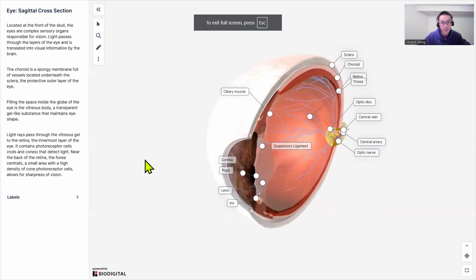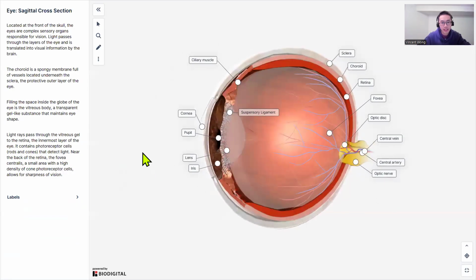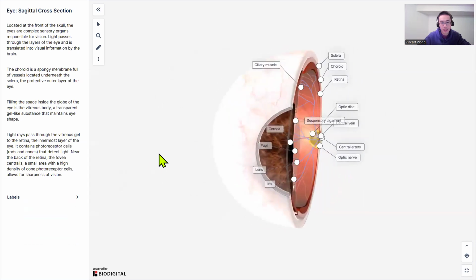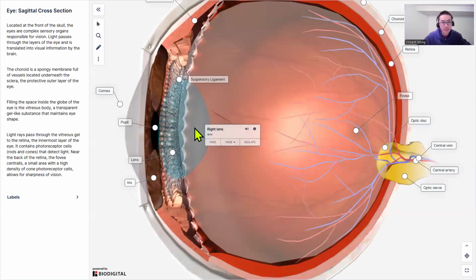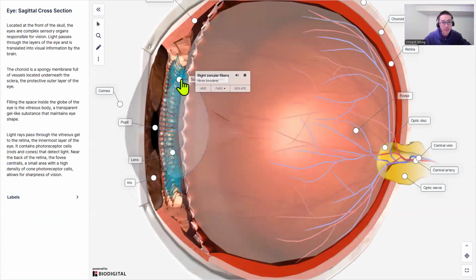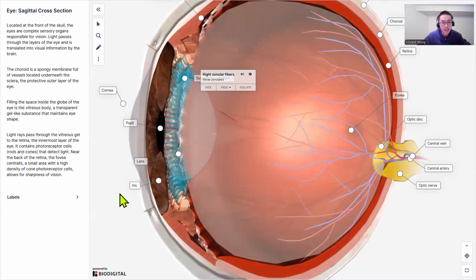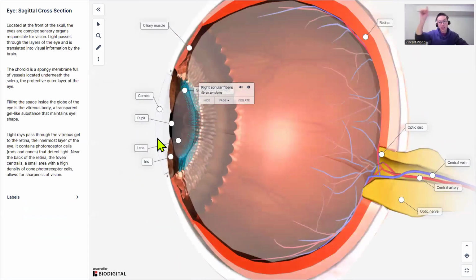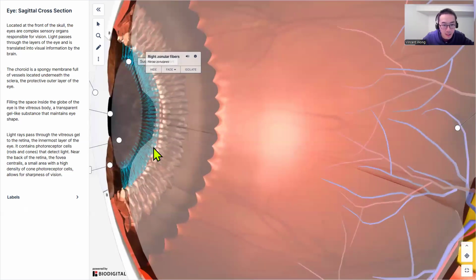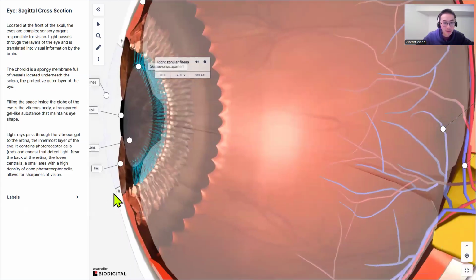So again, it's the cross section of the eye. This would be like looking at it from the front. And you can see this is the lens, and the lens is held in place by these ligaments. If I turn the eye a little bit, then you can see it's all the way around, right? The lens is like a full circular structure, and all around it you would have these ligaments that are holding it in place. Okay.